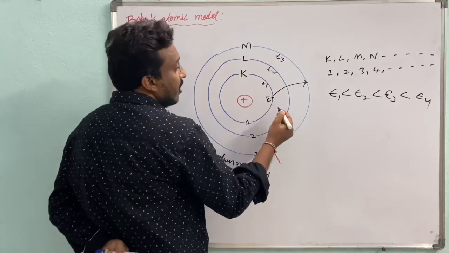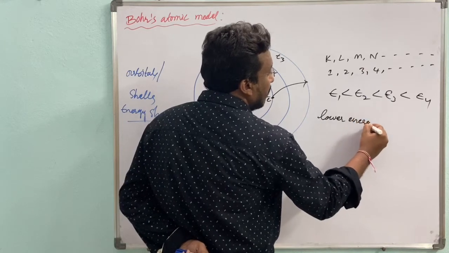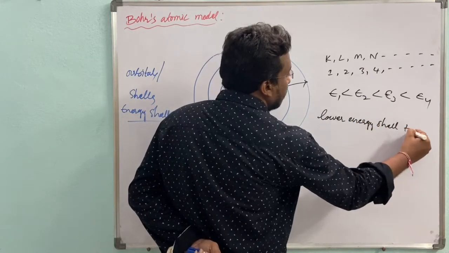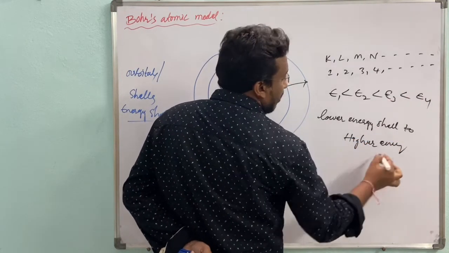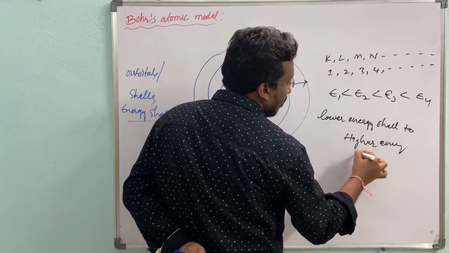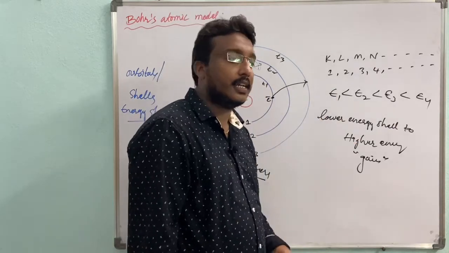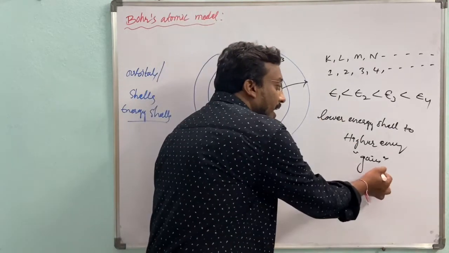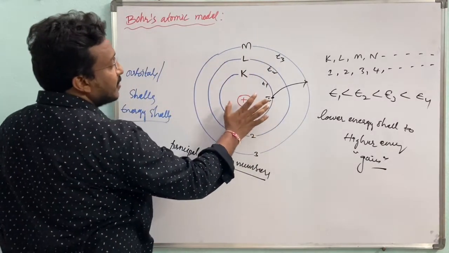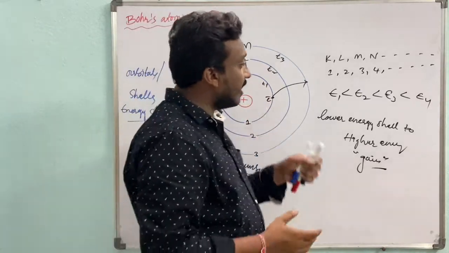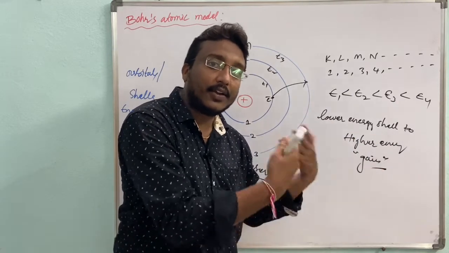If an electron jumps from a lower energy shell to a higher energy shell, then it should gain energy. Okay, right? Then, when the electron jumps from lower energy to higher energy, does it stay fixed in that shell continuously?